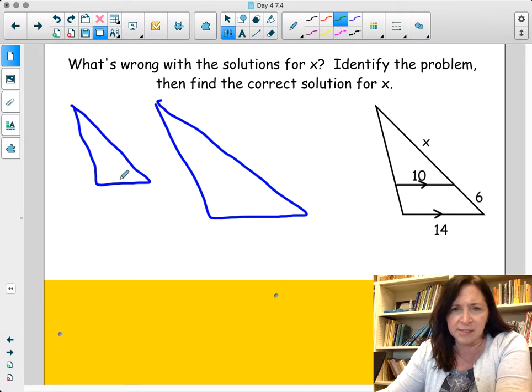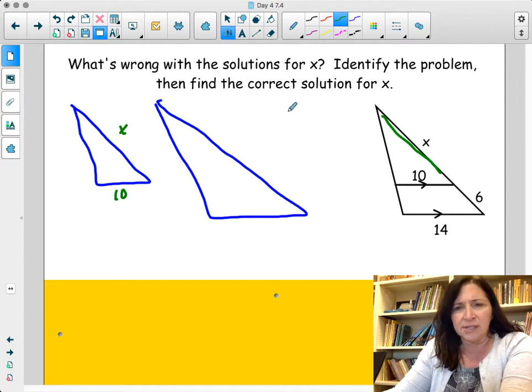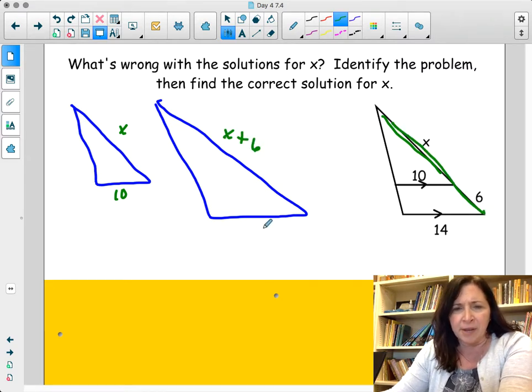the side. So like this is 10. This value would be x because that's this length here. However, if you want the whole side here, you don't say 6, you say x plus 6 because that's going to encompass the entire side. And then your base is 14.